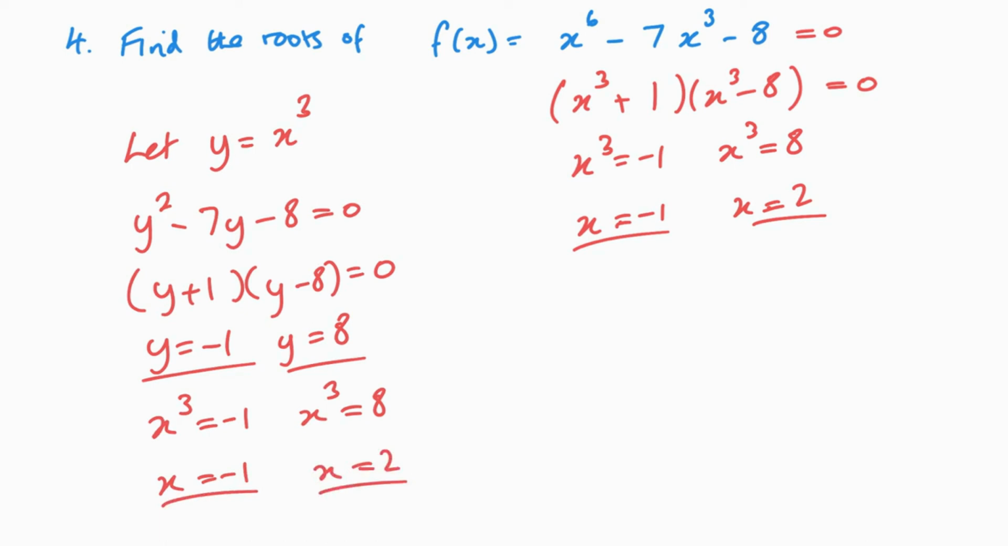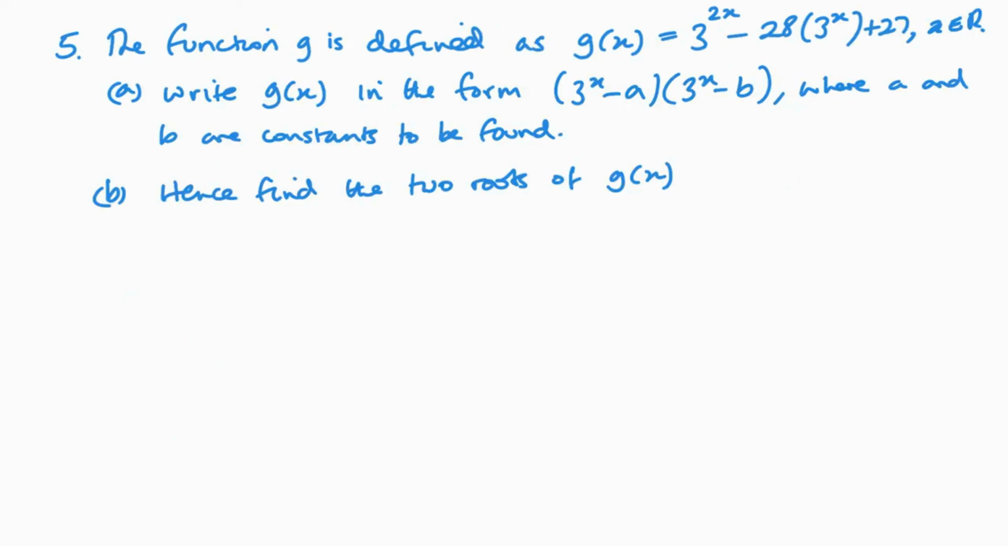Okay? So final question, number 5. We've got a function here again, defined with 3 to the power 2x, and we've got 3 to the power x in there. It looked confusing. Let's use that substitution and make our life a little bit easier right from the start. When I see this 2x and x, that means this is the squared term, and this is the single term.